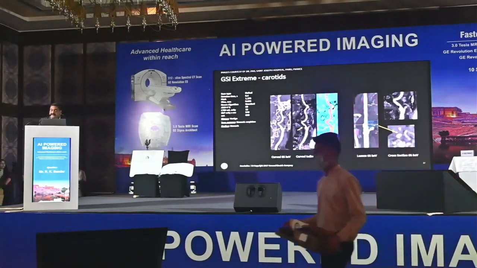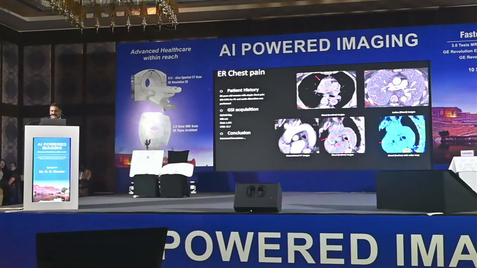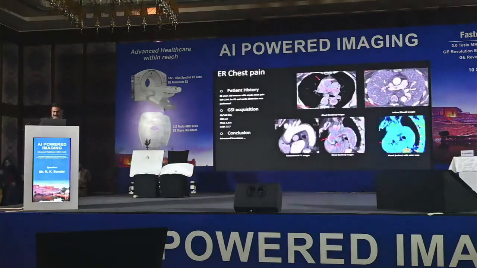suppressed calcium. A patient with acute chest pain, nothing was suspected, nothing was actually much visible on a routine CT, and what we were able to see is intramural thrombus, which you can see with the arrowhead. So here we have done blood imaging, iodine suppressed.